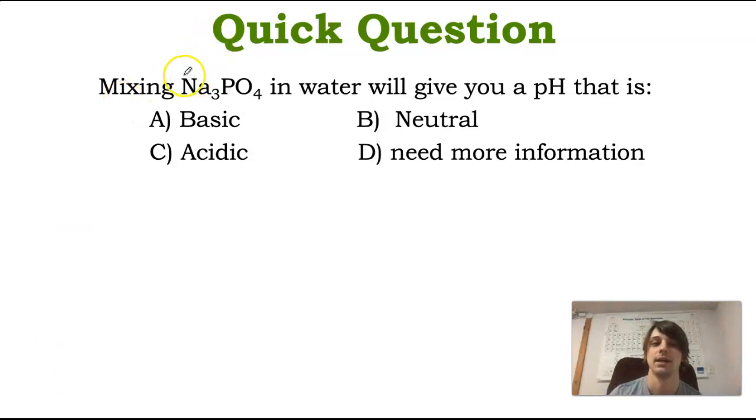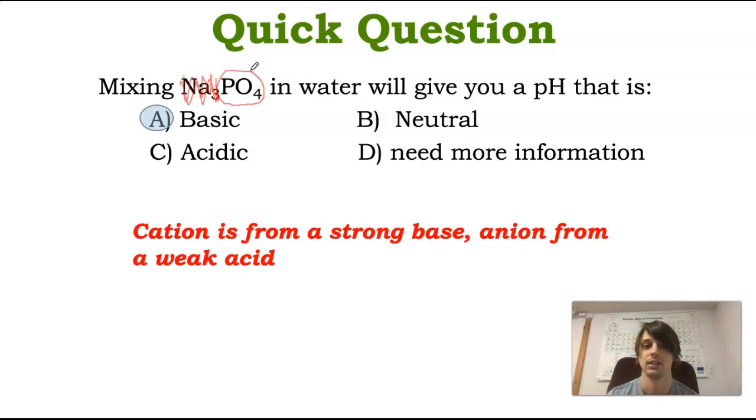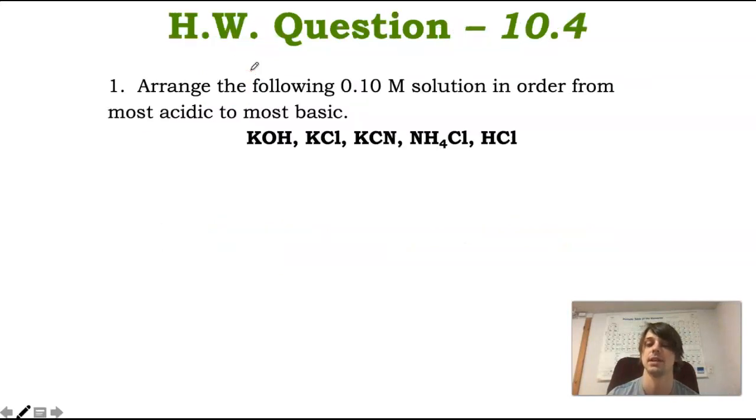So Na doesn't matter. It's part of a strong base. PO4 does. PO4 is not part of a strong acid. Okay, remember your 8 strong acids. So if it's not part of a strong acid, it must be a pretty good conjugate base, making it basic. Okay. All right. If the anion matters, it's basic. If the cation matters, it's acidic.